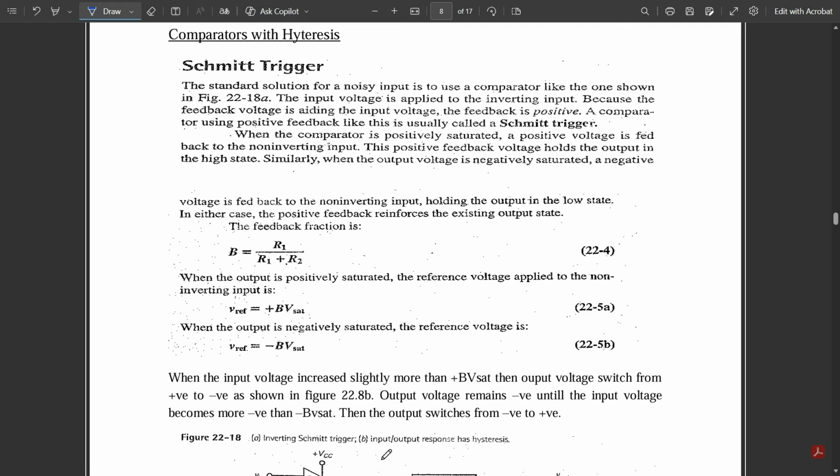Then after that, in the non-zero reference, we have seen the condition for V in greater than V reference and V in less than V reference, and how the saturation plot is obtained with respect to the circuits. So these many things are discussed.